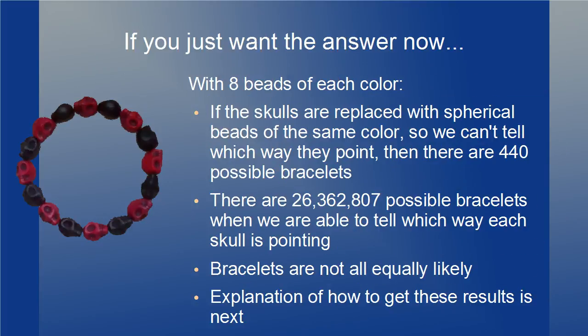I'll give the answers right here up front. For the traditional bracelet permutation, where the skulls are replaced with spherical non-directed beads, 440 different bracelets are possible. On the other hand, if we take into account the fact that we can tell which way each skull is pointing, there are 26,362,807 possible bracelets. One thing about these bracelet totals is that they include bracelets that are not all equally likely if the bracelet is assembled randomly. We'll talk about relative frequencies in the details ahead.